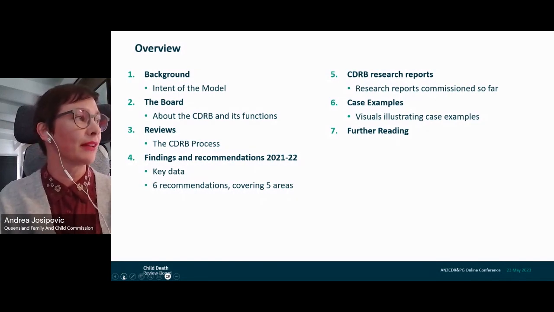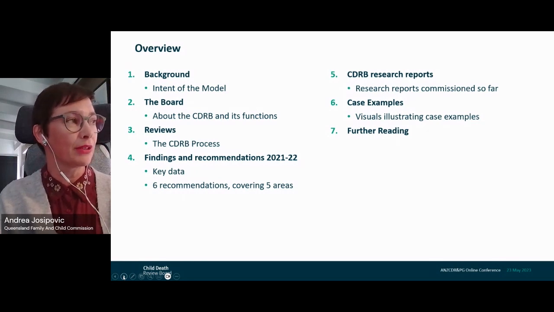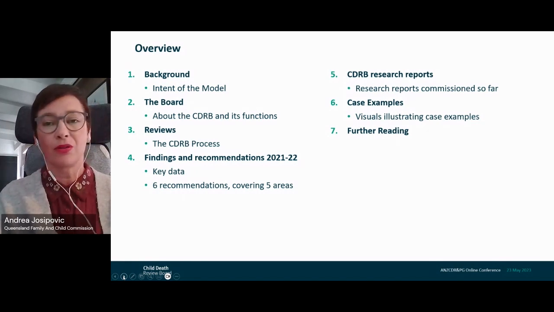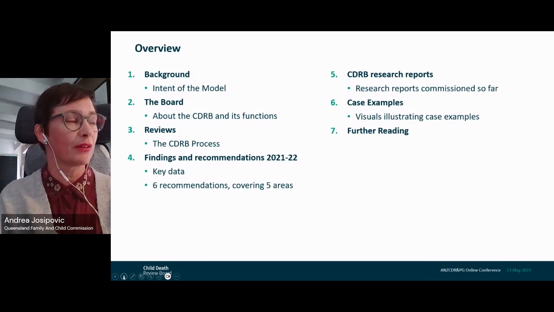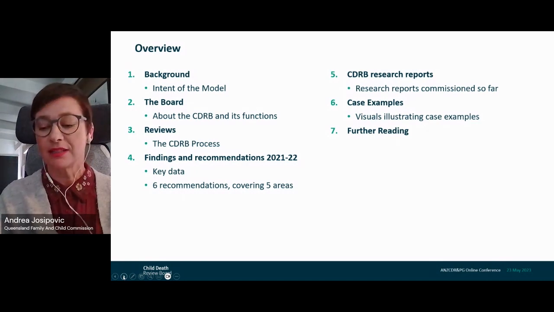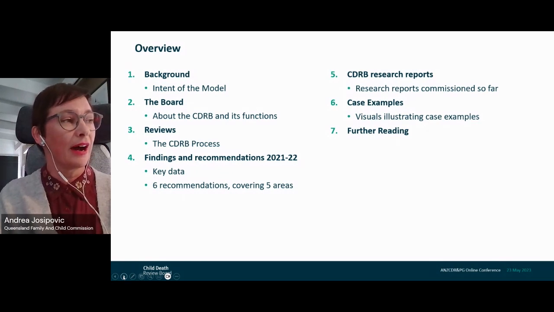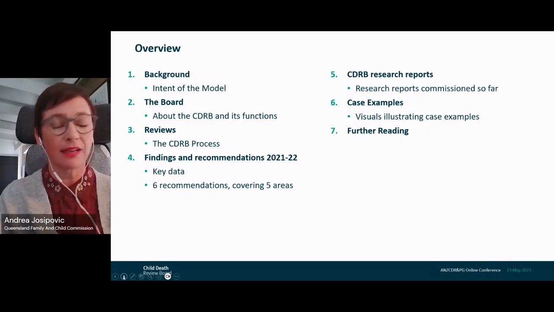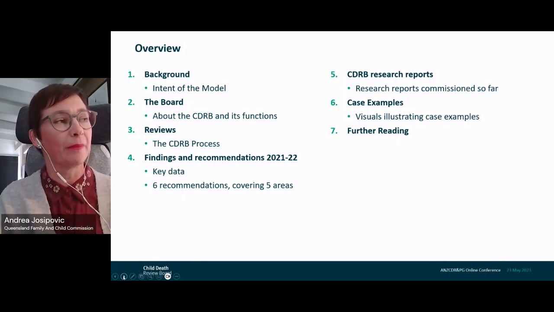So yes, I'll be talking about that, and then going into a bit more detail about the CDRB, the Child Death Review Board, and the functions that it has, and how the CDR team, the Child Death Review team, supports the reviews that the board makes, and the findings and recommendations that they provide over the year. I will introduce some of the key recommendations that were made in the last annual report, 2021-2022, and talk through some of those in a little more detail. And I'll talk about some of the research reports that have come out of those recommendations or are closely linked, that have been commissioned by the board so far.